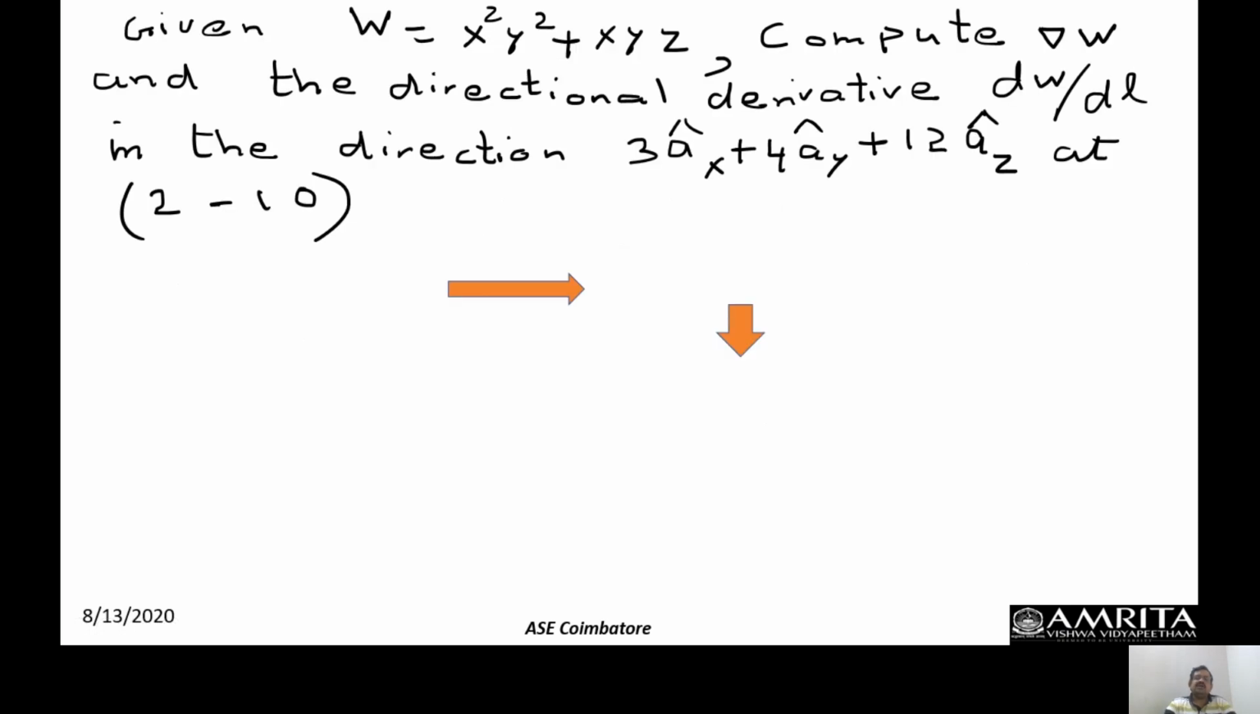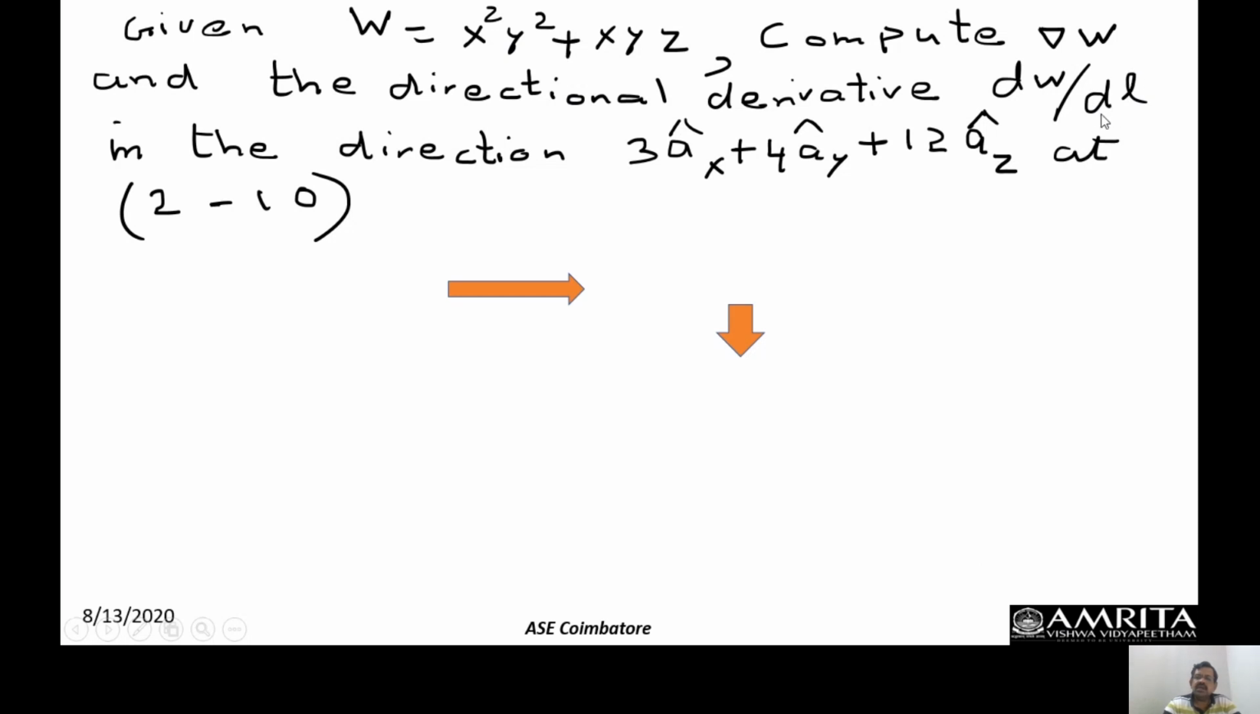Now, the third problem we are going to talk about: I have been given a function w equal to x square y square plus xyz. This is a scalar function. The question asked is to calculate the gradient of this function and the directional derivative. The directional derivative is defined as dw by dl. So it's already given to you that it is a differential of the function with respect to an infinitesimal displacement.